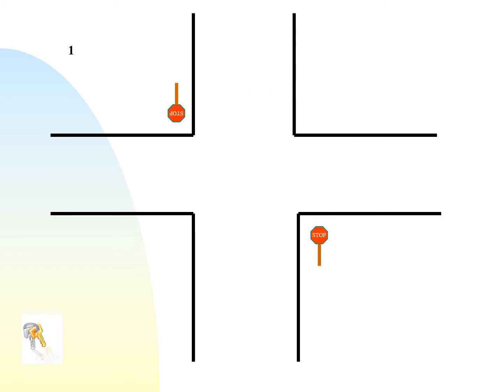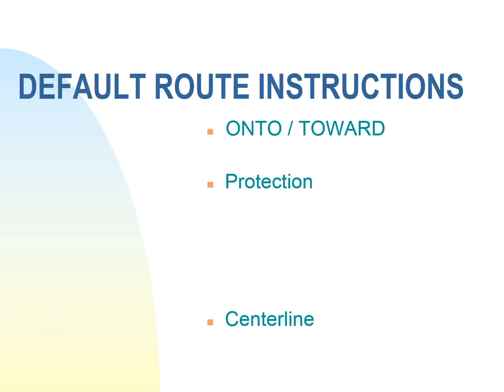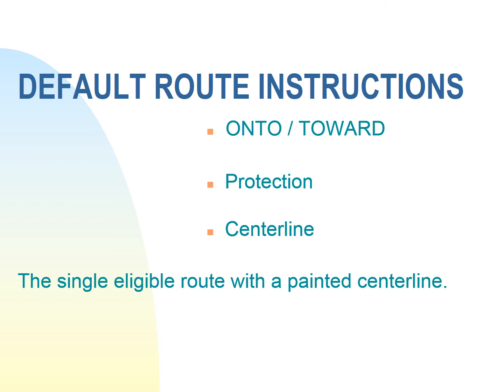Then we get to this intersection, we're approaching from the base, and we say, have we been placed onto or toward? We have not. Is there a single route leaving the intersection without a stop or yield sign? And there is not, because both the left route and the right route do not have stop or yield signs. So onto and toward didn't define a way to go. Protection didn't define a way to go. So we have to look at the next default route instruction, which is centerline. Clearly defined as the single eligible route with a painted center line.